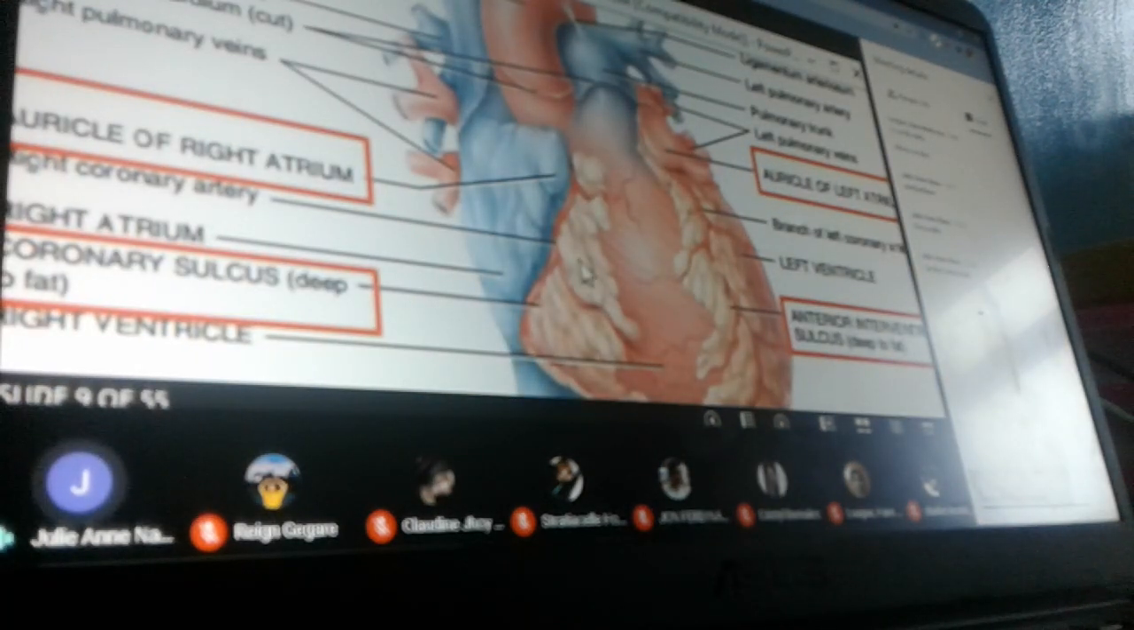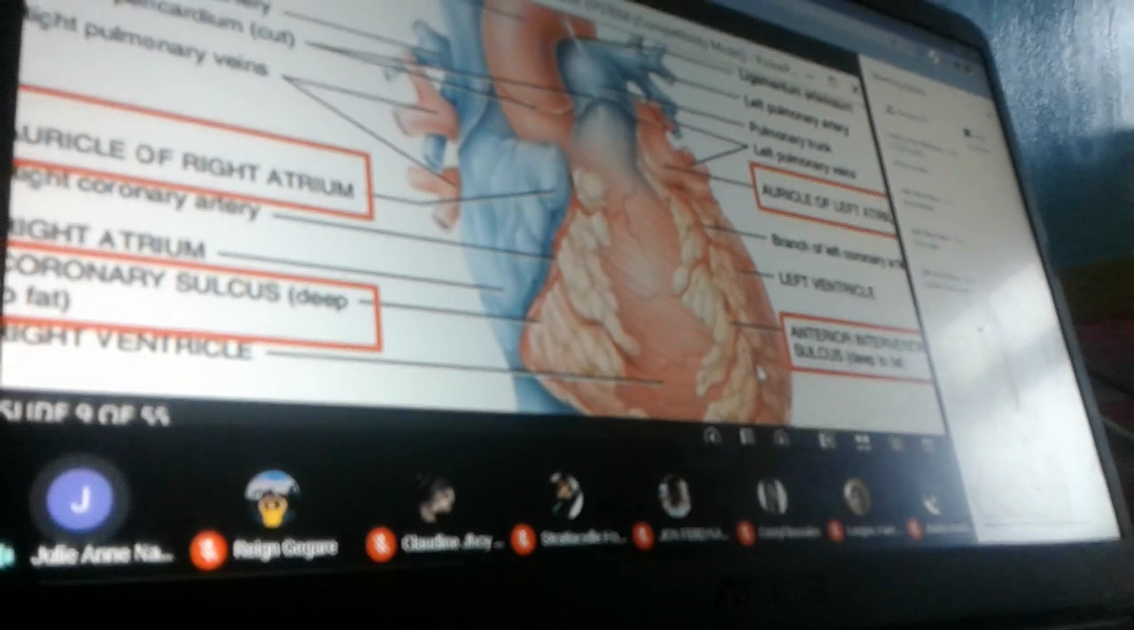Okay? So, we have the coronary sulcus. Then, we also have the anterior interventricular sulcus. Okay? So, yung mga sulcus na ito, class, yung mga parang kanal-kanal na ito, they contain blood vessels and fats. Okay? Again, yung mga sulcus na yan, yung coronary sulcus, pati anterior interventricular sulcus, they contain blood vessels, pati fats. Okay? So, makita nyo ba? Meron tayong blood vessel dito, then meron din tayong fat.